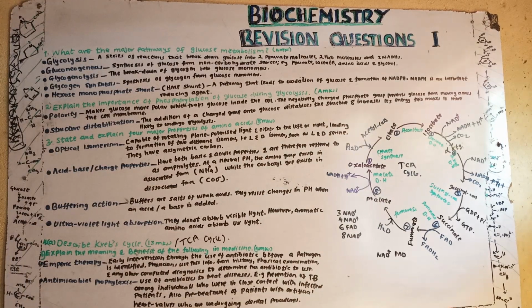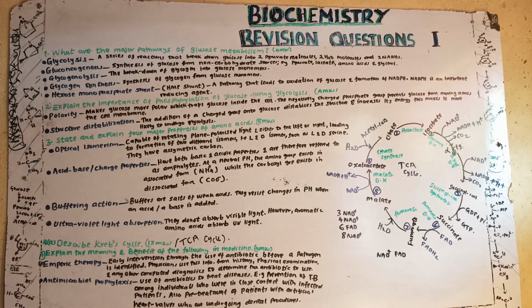The next step says explain the meaning and benefit of the following in medicine. So the first thing we want to define here is empiric therapy. We want to know the meaning and the benefit of empiric therapy. So empiric therapy refers to early intervention through the use of antibiotics before a pathogen is identified. So physicians use information from history and physical examination and any other complicated diagnosis to determine the antibiotics to use.